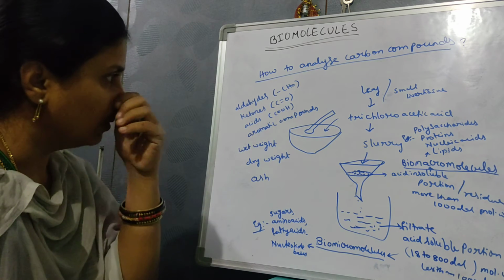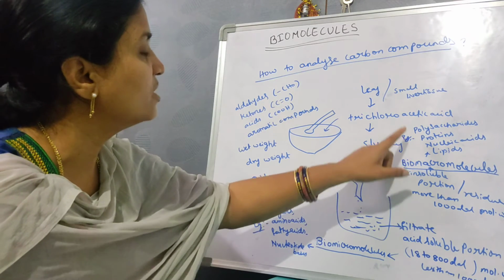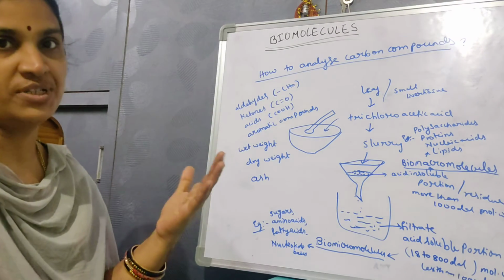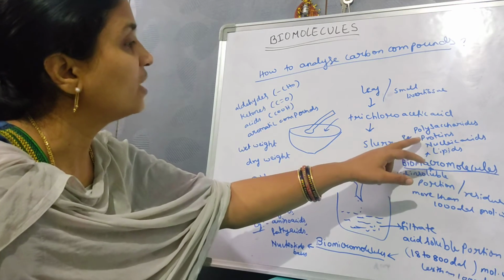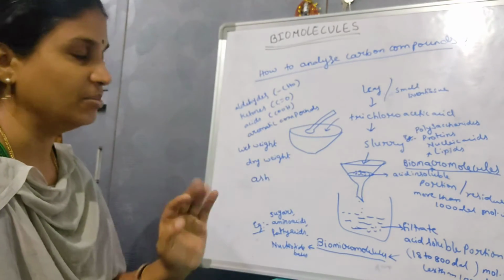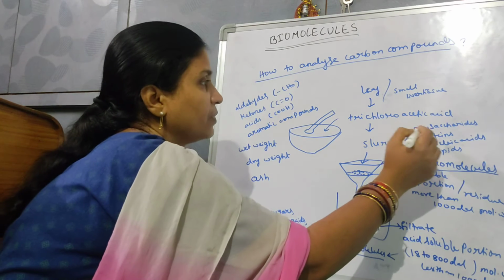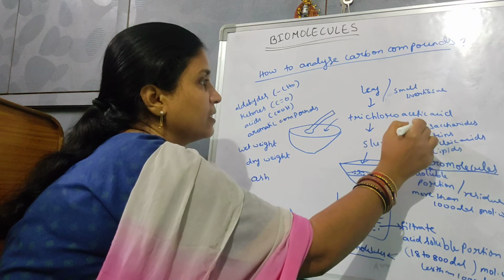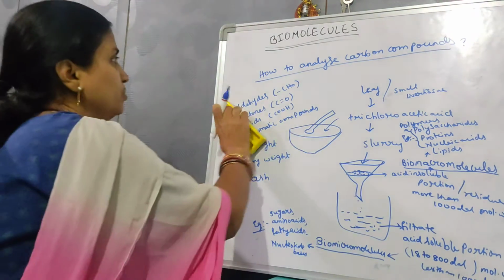So among the biomacromolecules, polysaccharides, proteins, and nucleic acids are all polymeric forms, except lipids. These nucleic acids, proteins, and polysaccharides are polymeric forms. Lipids are not polymeric forms. So polysaccharides and proteins are all polymers. Okay, I'm going to show now.